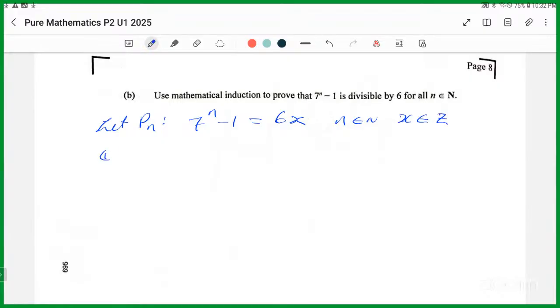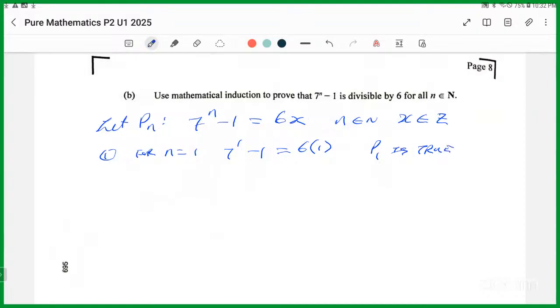Then the first step is to show that it is true for n equals 1. So for n equals 1, this becomes 7 to the 1 minus 1, which is actually 6. That's 6 times 1. So therefore, it is true for n equals 1. So P1 is true.